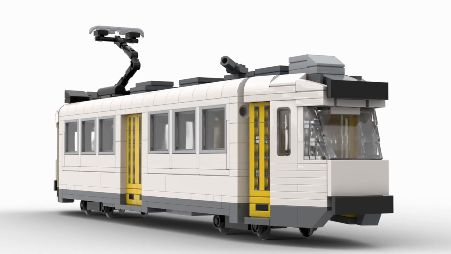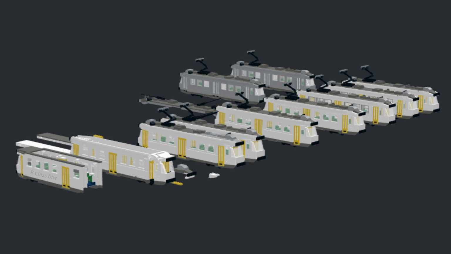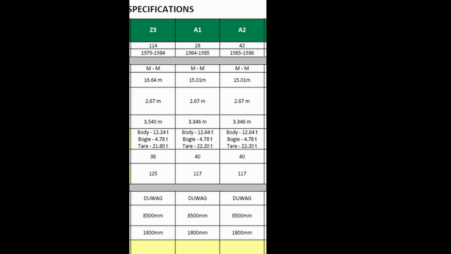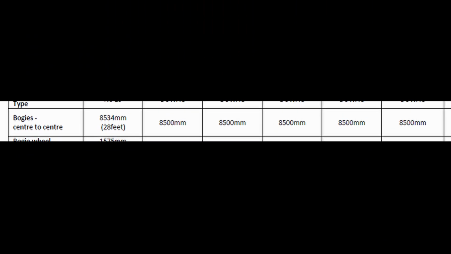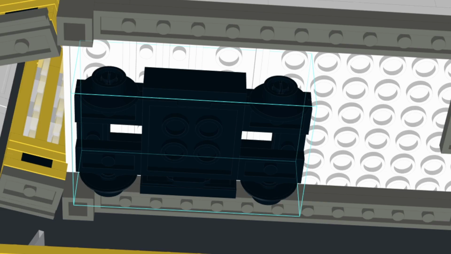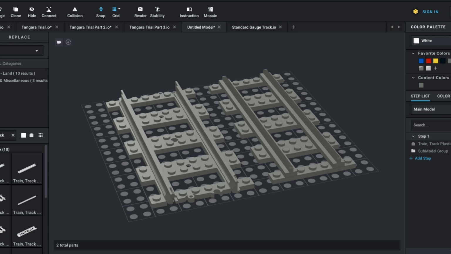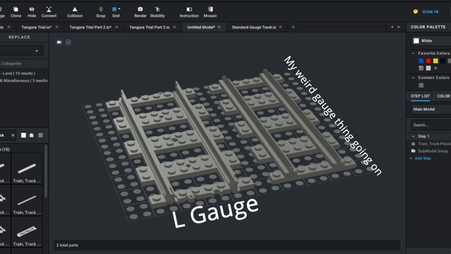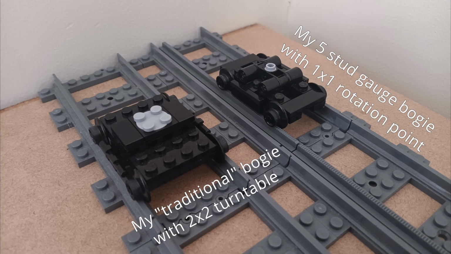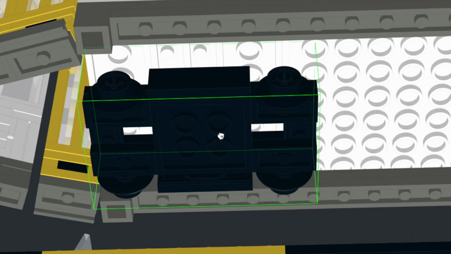So, my Z3. The design process started out as a tangent to my A class, which by the way is much more complex to design than you'd think, and I'm still working on it. The Z, A, and B classes all have the same wheelbase and the same size bogies, so you'd think I can just nick the chassis from the A. But because of the way things worked out, the Z needed to be half a stud offset from the bogies. If I was still using the standard L-gauge track, this would have been a lot harder to achieve cleanly. However, because I have my weird gauge thing going on, and the bogies work differently to traditional ones, I can just put them on without hassle.